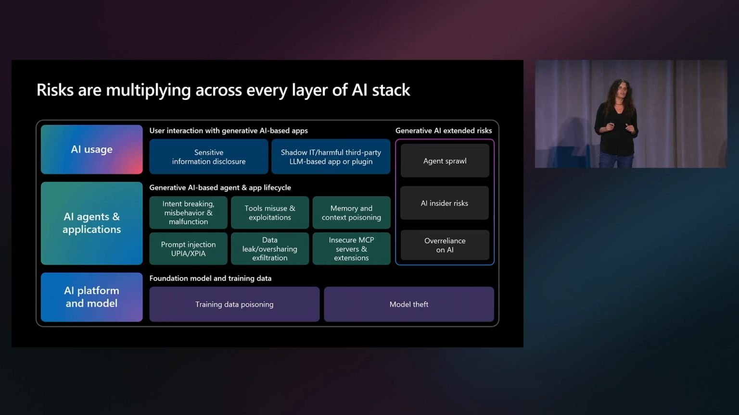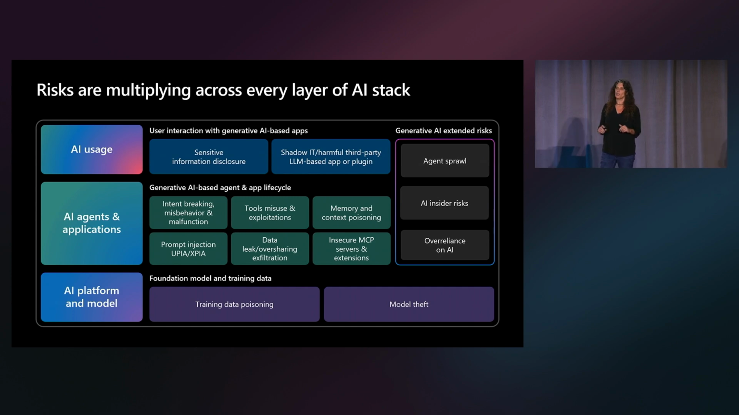On the top, you see the AI usage. That's the interaction with the AI agent. It can be an AI agent to an AI agent or user to agent. How do I ensure that the sensitive information is not leaked? How do I know what's running in my organization? What's my shadow AI? And what third-party applications are running in my organization?